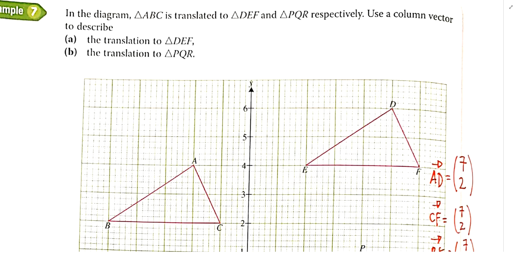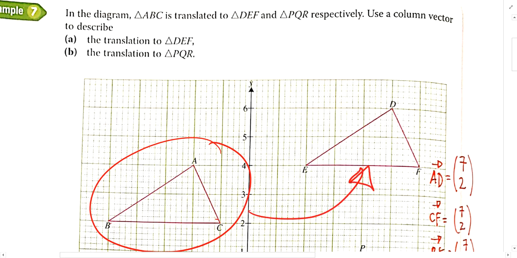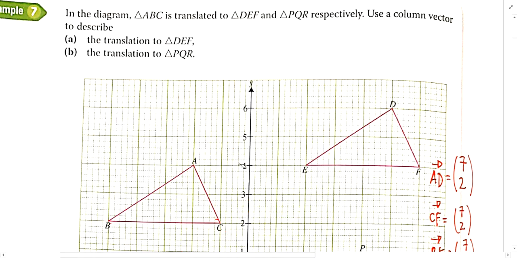Here I have A, B, C, that is the original triangle. Okay, we've got point A, point B, and point C. It looks like coordinate geometry, right? For my X and Y axis, I've got points that join up to be a triangle. It is translated to DEF. You can obviously tell that it's been shifted. Did it rotate the triangle? Do you see a rotation? No. It is just moved to the right, then moved upwards. Use this column vector to describe the translation to DEF.